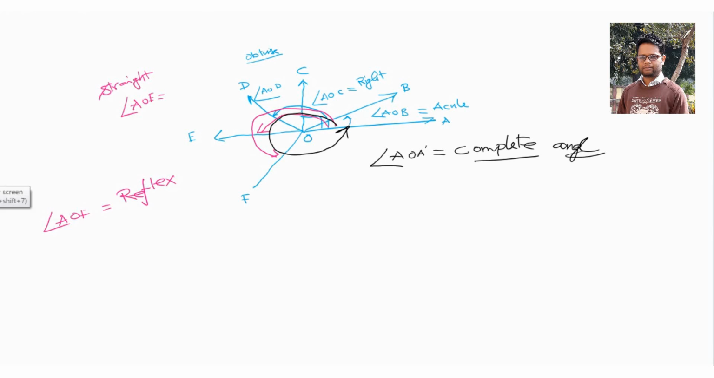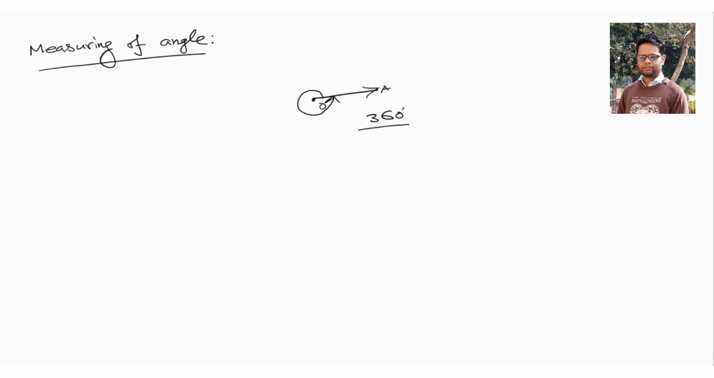Now, measuring of angles. So suppose this is OA and this is O. This is a complete angle, that means this is 360 degrees. The angle due to one complete rotation is also known as a complete angle.